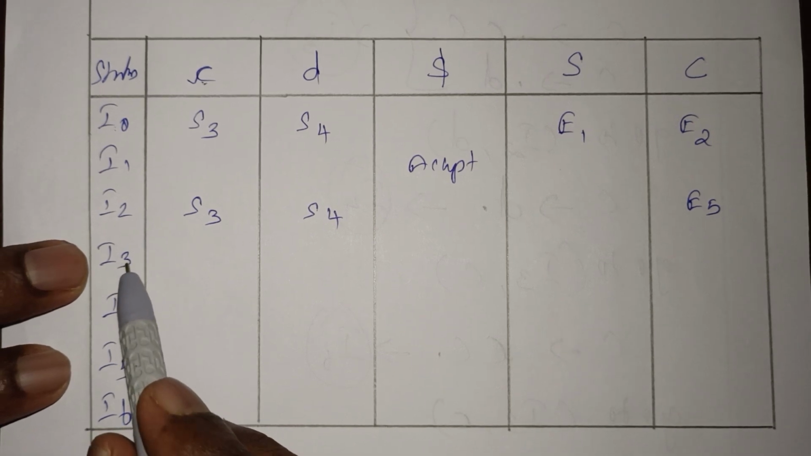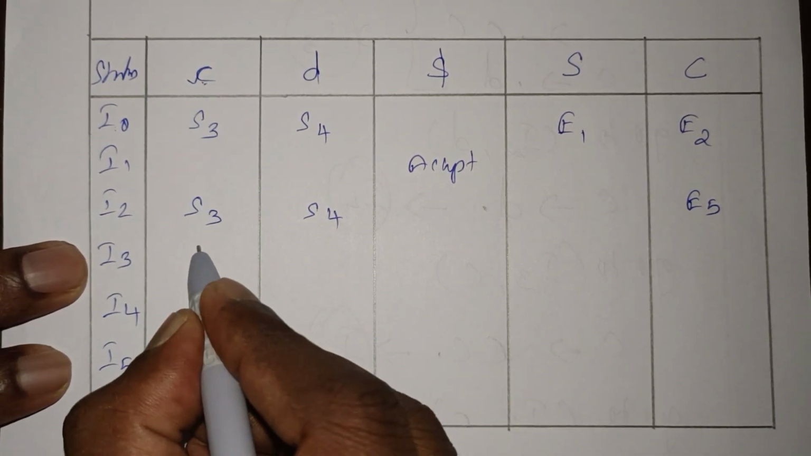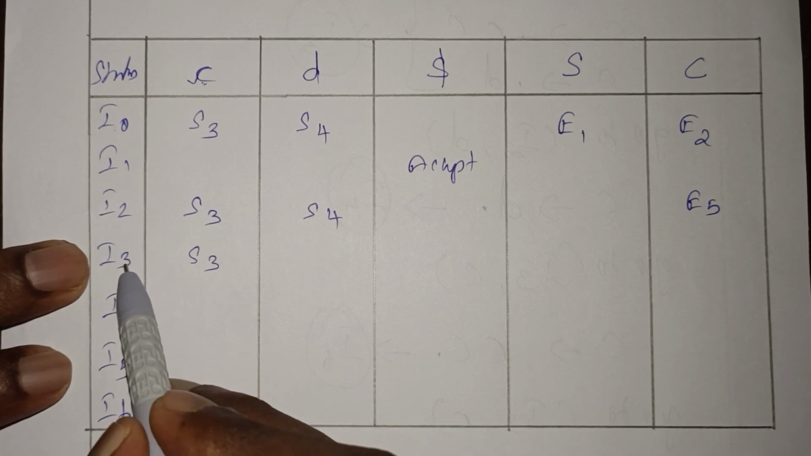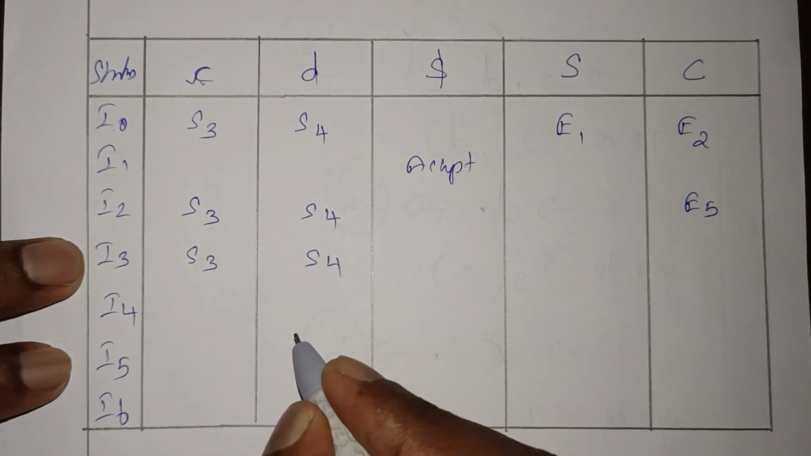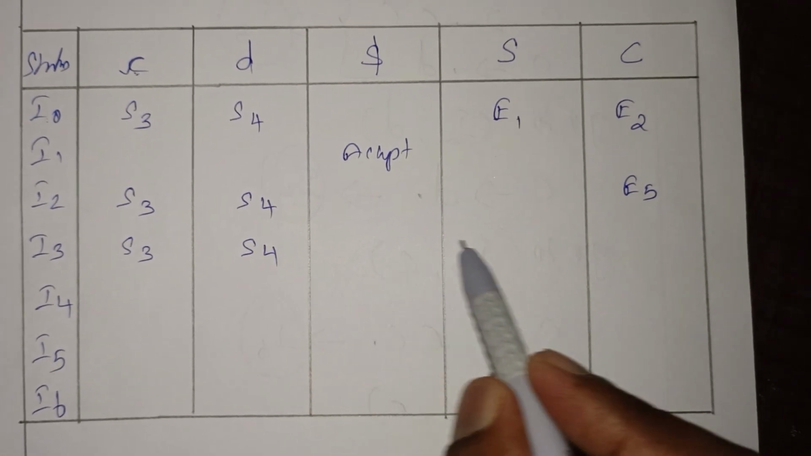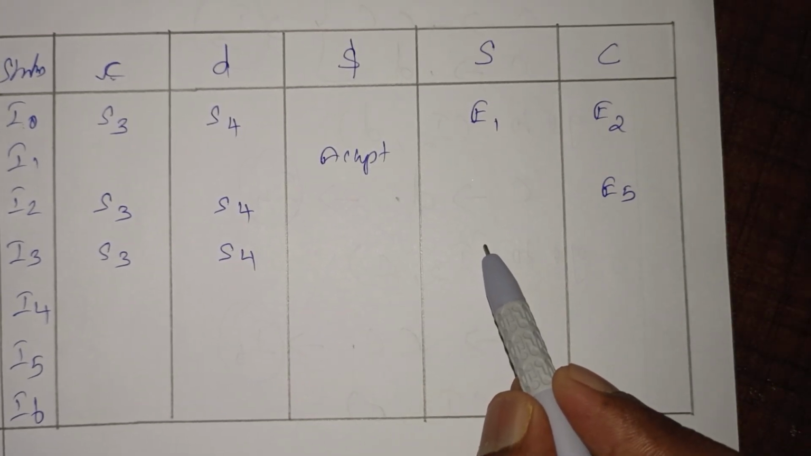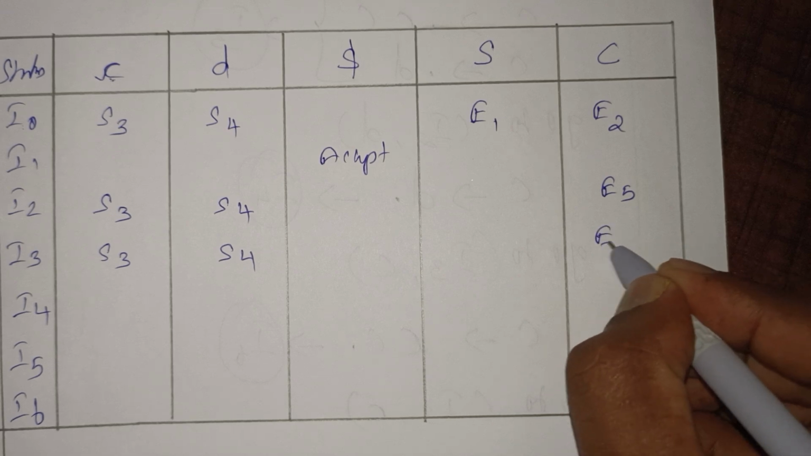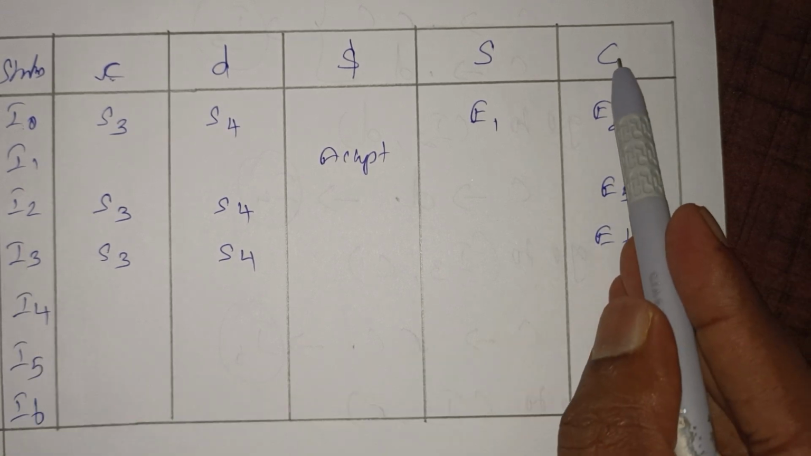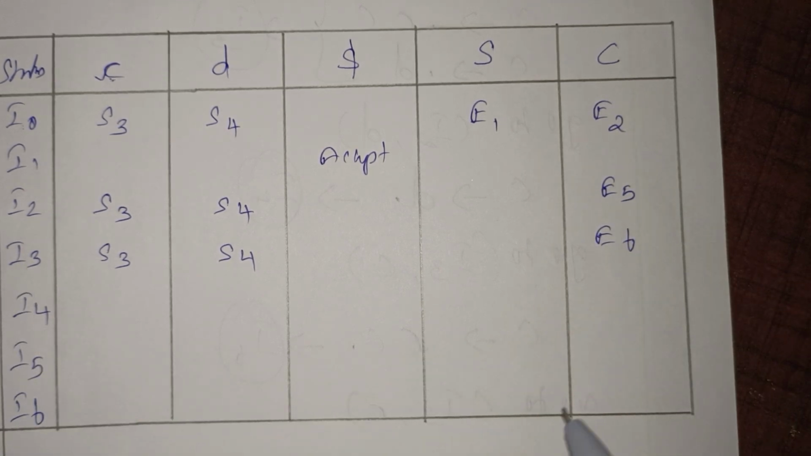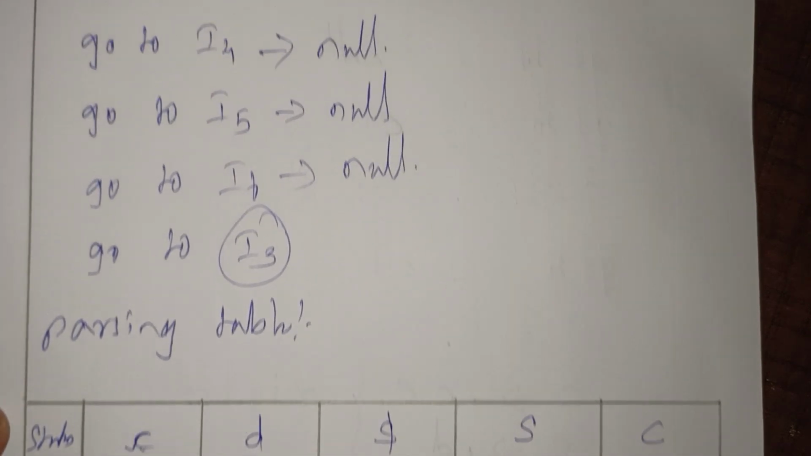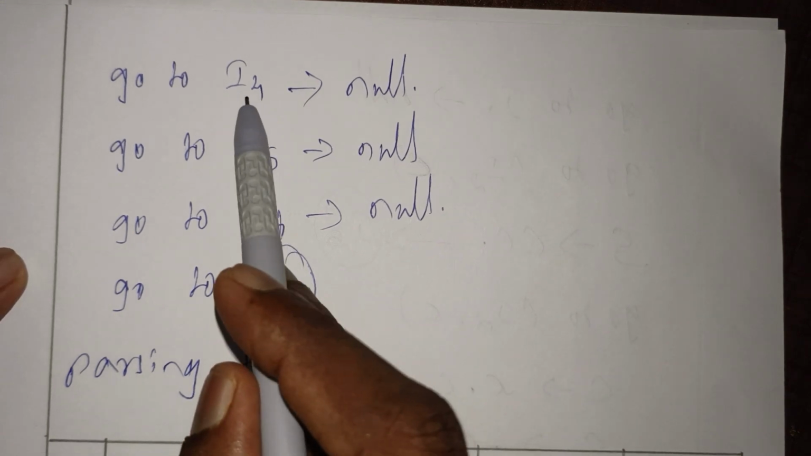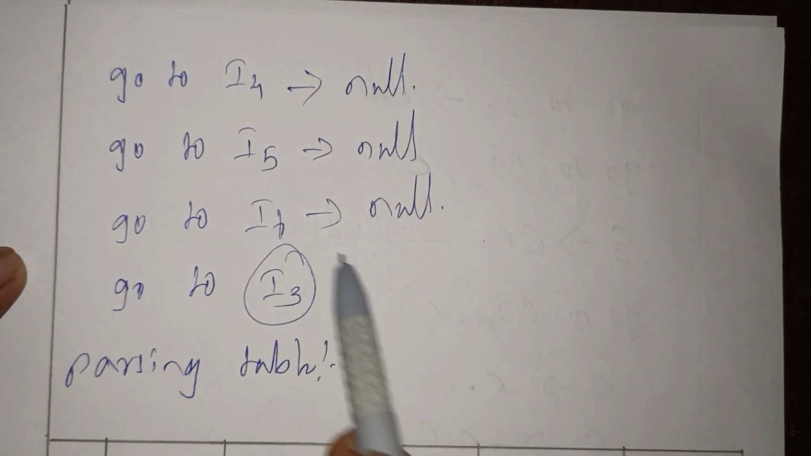It's very simple. I3 comma small c, we got S3, and I3 comma small d, we got S4, and we have nothing in dollar, we have nothing in capital S, and when we compare I3 comma capital C, we got E6, that is iteration number 6, right? I4, I5 and I6, let me show you here. I4, I5 and I6 are null states. We cannot do anything. It was already ended.